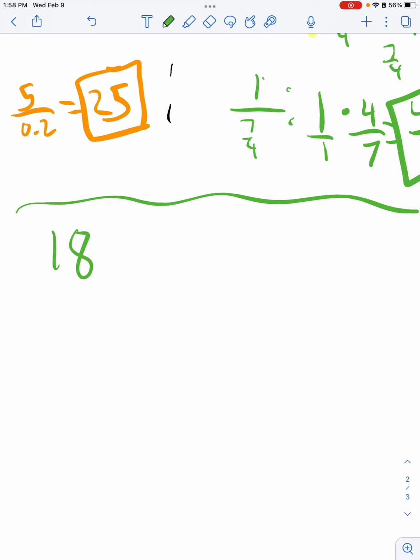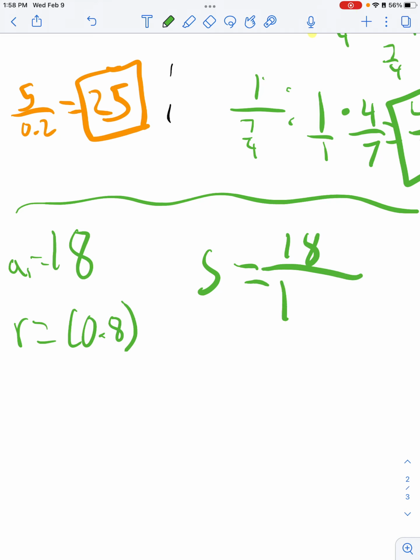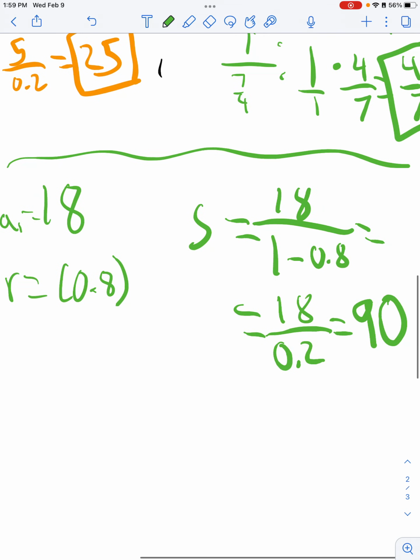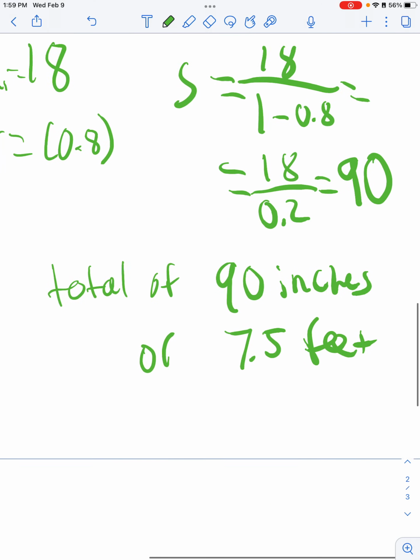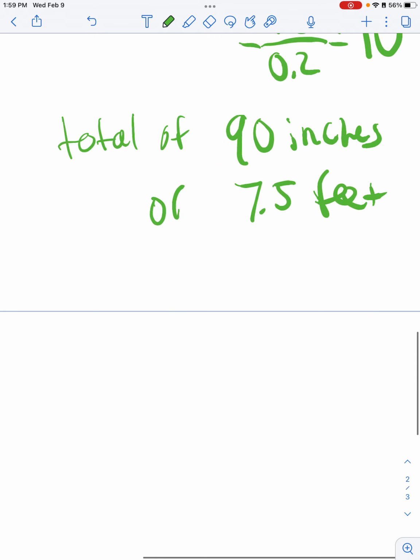So again, that would be like saying, all right, our first term is 18. It's starting at 18, and it's only traveling 80%, which again would mean that my rate is 0.8. So if I plug into my equation, the sum of this infinite series is 18 over 1 minus 0.8, which equals 18 over 0.2. And then when you divide that, you get an answer of 90. So the pendulum travels a total of 90 inches, or 7.5 feet, 7 feet 6 inches.